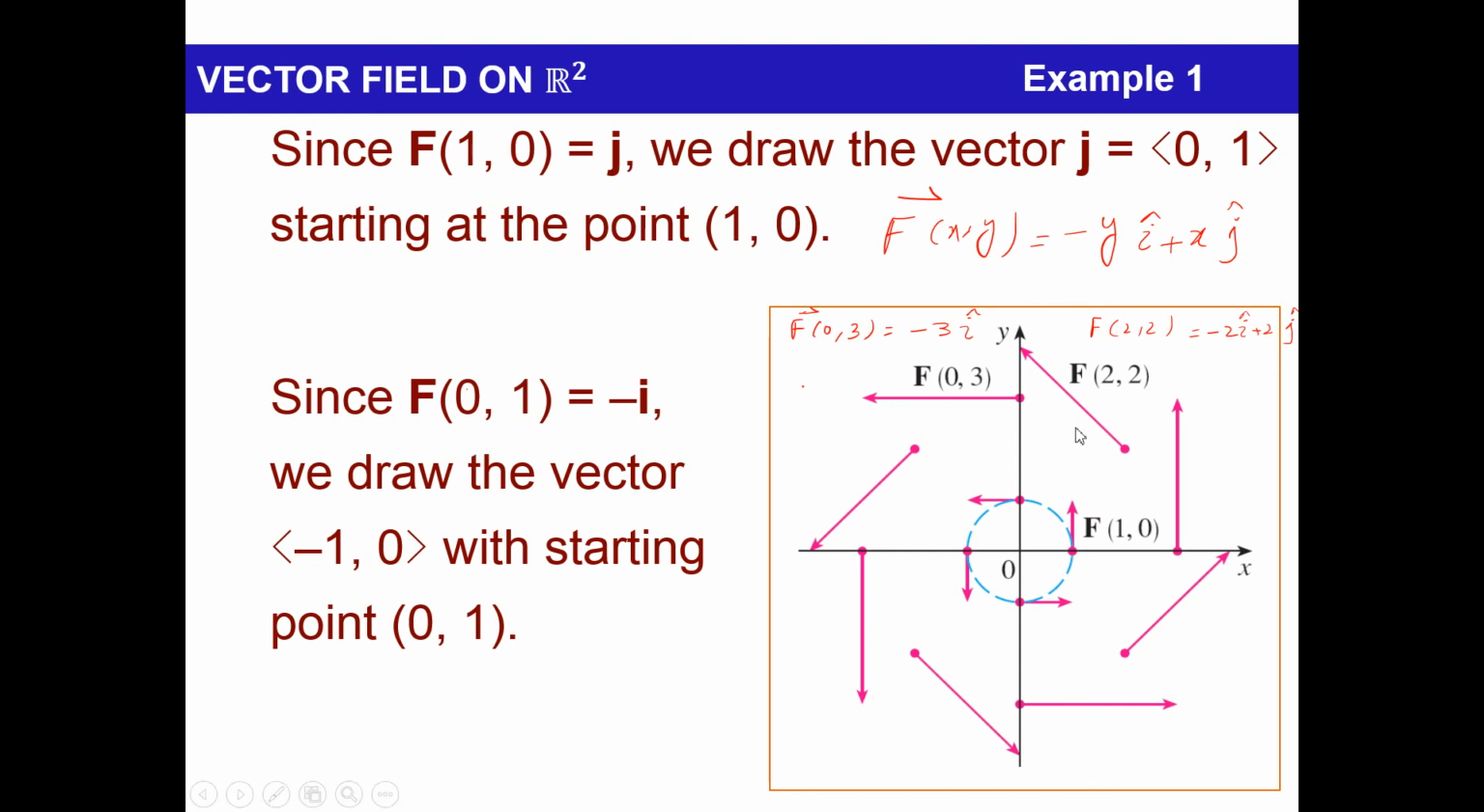Okay, let's have another attempt. f(2, 2). So how to draw f(2, 2)? So this is a vector. I forgot to write this arrow here. This is a vector.